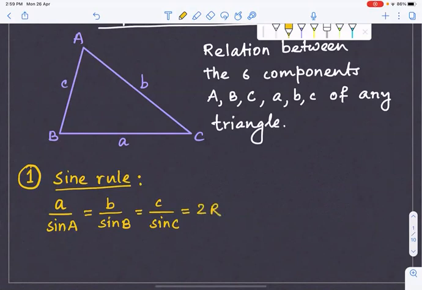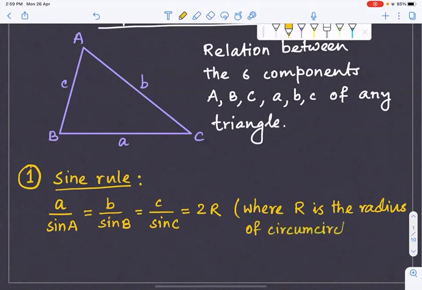And that constant is 2R, where capital R is the radius of circumcircle of triangle ABC. What is circumcircle? We will discuss that. So this is our rule, and we have to remember this rule, sine rule.